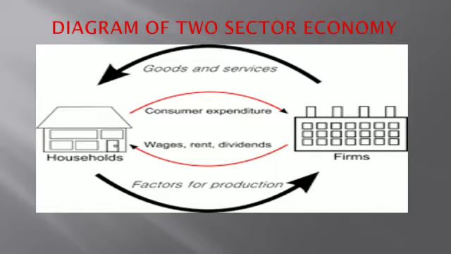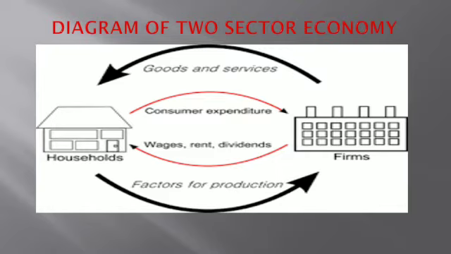Here is the diagram of a two-sector economy. On the left side of the screen you can see the households, and on the right side you can see the firms. You can see there are two loops, that is, two sets of arrows. One set of arrows is marked black, another set is marked in red. Looking at the bottom black arrow, households are providing factors of production, that is factor services, land, labor, capital, to the firms. I think you understood very clearly, households are providing factors of production to the firms.